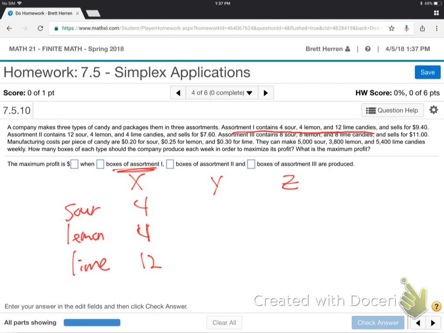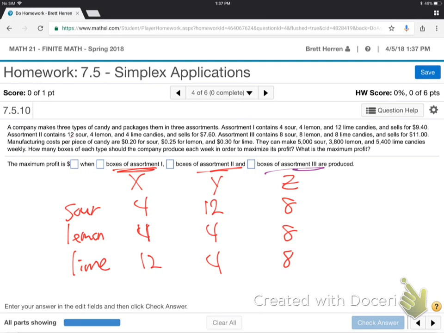All right, and then assortment 2. I'll come back to the money thing in a minute. Assortment 2 is 12, 4, 4. 12, 4, 4 for assortment number 2, which is my Y variable. Okay, good. And then assortment 3 is 8, 8, 8. That's assortment 3, 8, 8, 8. All right, so that's the normal part of this problem.